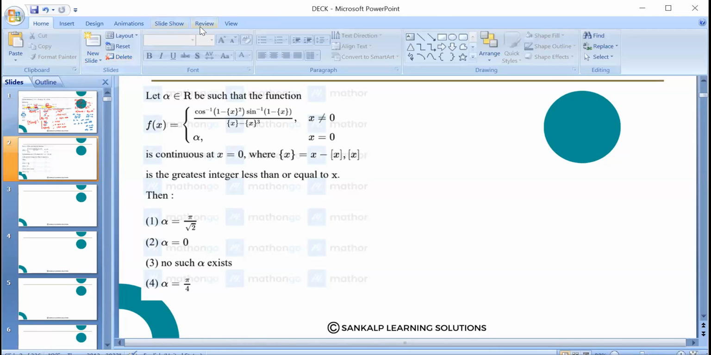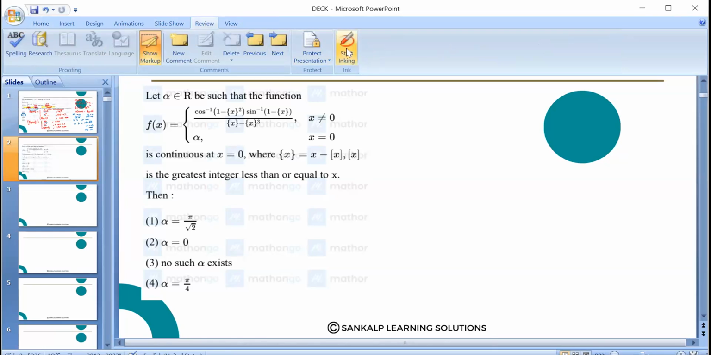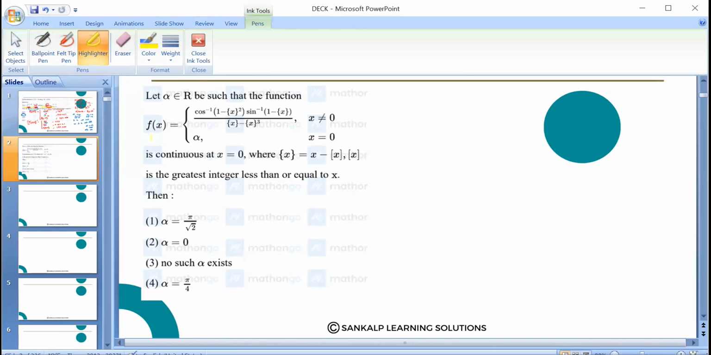So in the next question, what is given? The f of x function is given to you as continuous at x equal to 0. X in the bracket means the greatest integer less than or equal to x. Then you have to find what is alpha.